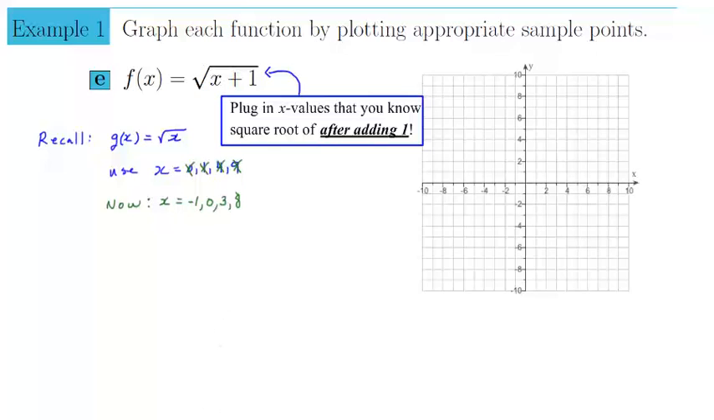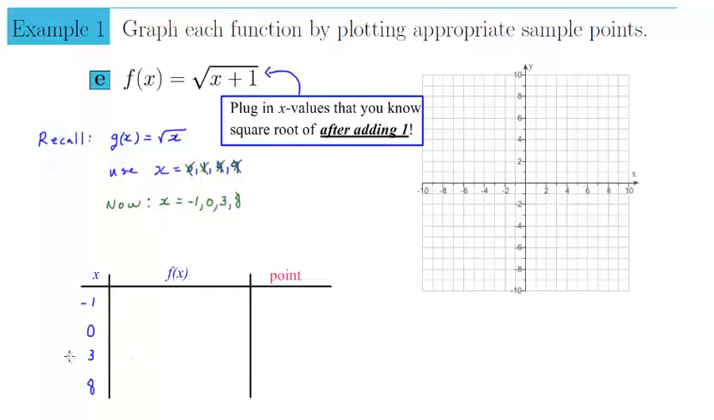So let's go ahead and do the work. So here's our table. When we plug in -1 to our function f of x, we get the square root of -1 plus 1. So the square root is 0, which is 0. Next, we get the square root of 0 plus 1. 0 plus 1 is 1. Square root of 1 is 1. Then we do the square root of 3 plus 1. 3 plus 1 is 4. Square root of 4 is 2. Then finally, we do the square root of 8 plus 1. 8 plus 1 is 9. Square root of 9 is 3. So now we have very nice sample points to plot.